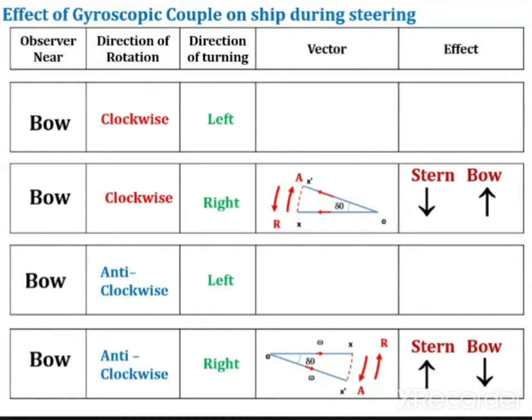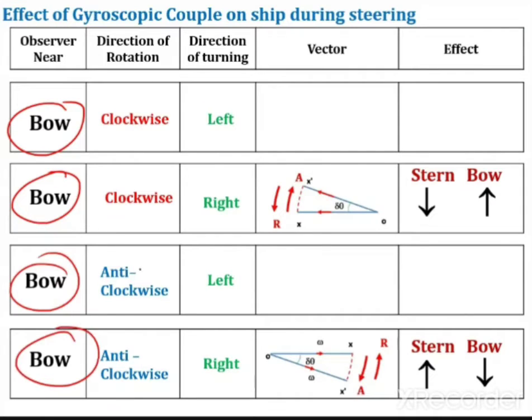So you have 4 cases for stern, and you have 4 cases for bow: bow clockwise left, clockwise right, anti-clockwise left, anti-clockwise right. Now tell me, do you want any one more example from this? A typical one? Or have you understood? Please tell me fast.